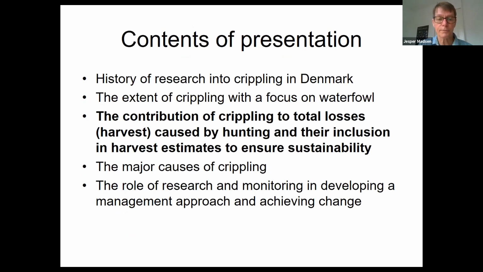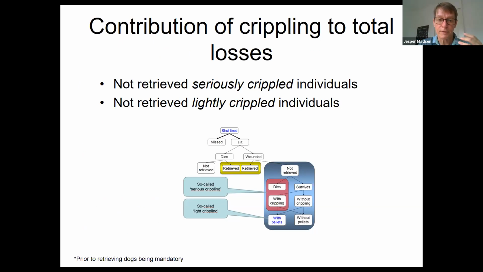But let's look into the total losses and how to include that. So we define the seriously crippled individuals and the lightly crippled individuals. Based on some field work that we did in Denmark, right around the time when the plan was implemented, we could see that in pink-footed geese, the fraction of so-called seriously crippled birds was actually 21%. It was based on a small sample, but nevertheless indicated that maybe around one fifth of the pink-footed geese that were hit were not retrieved, but were wounded and would die soon after they had been hit. And in eider ducks, similar results showed that we had around 9% of seriously crippled birds.